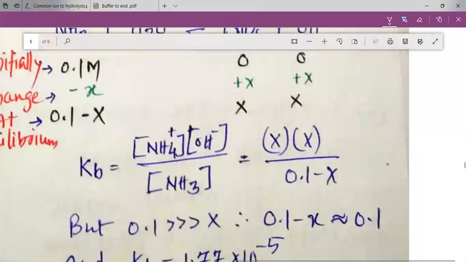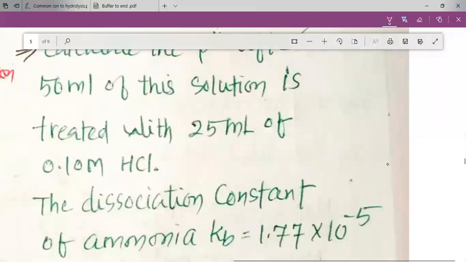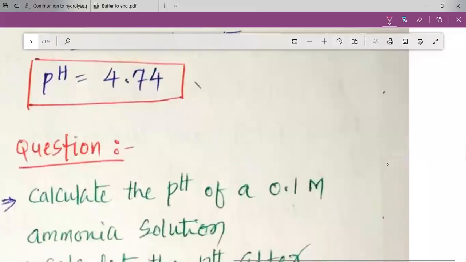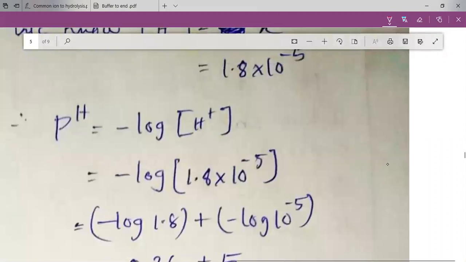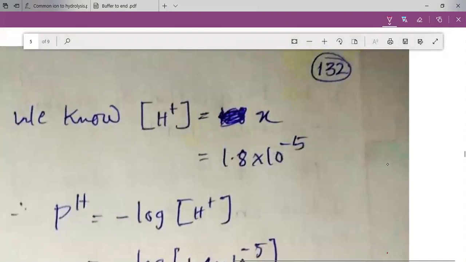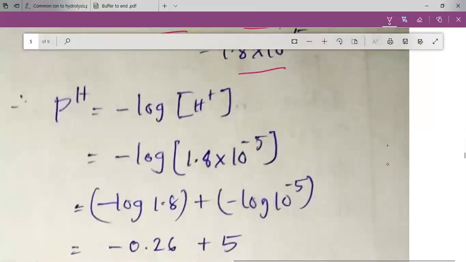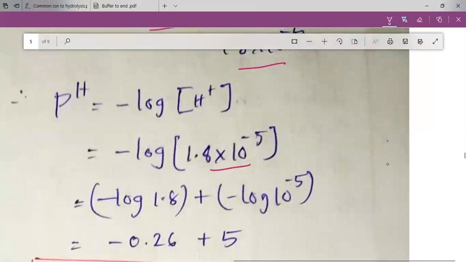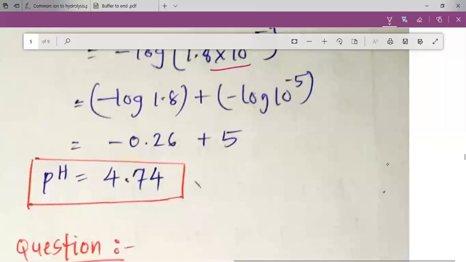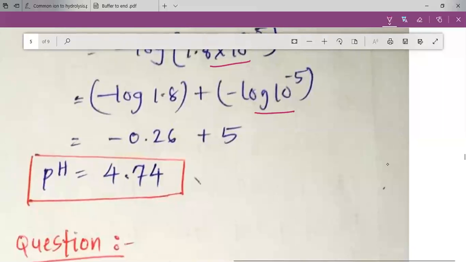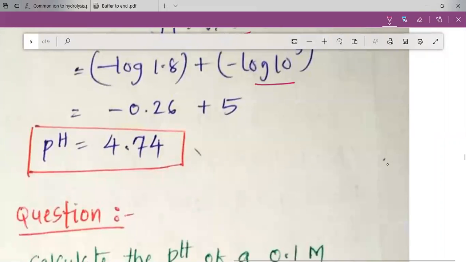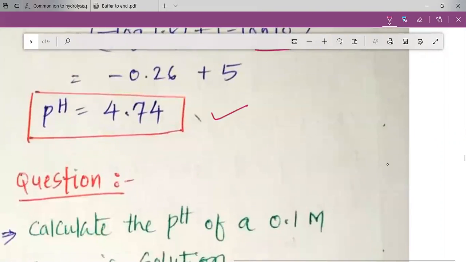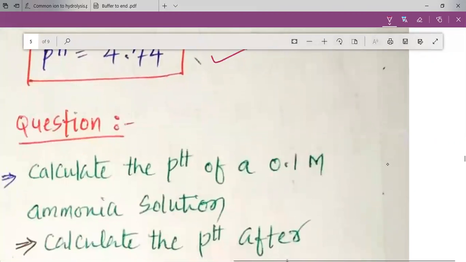Now, my dear students, we have got the value for X. So we can find out the pH because the concentration of H plus is given in the form of X. So H plus is equal to X, that is 1.8 into 10 to the power minus 5. So pH is equal to minus log of 1.8 into 10 to the power minus 5, that is minus log of 1.8 minus log of 10 to the power minus 5. So it's 5 minus 0.26, that is 4.74. So this is how we can calculate the pH.